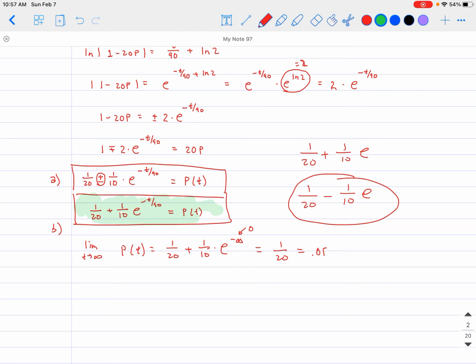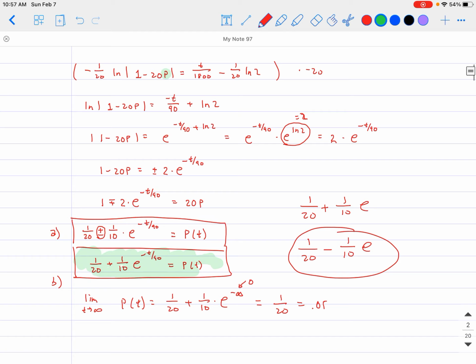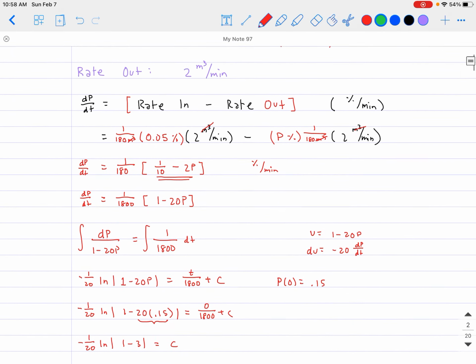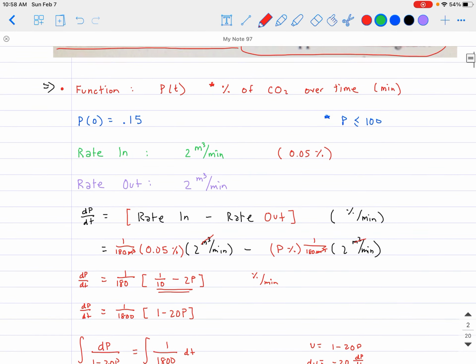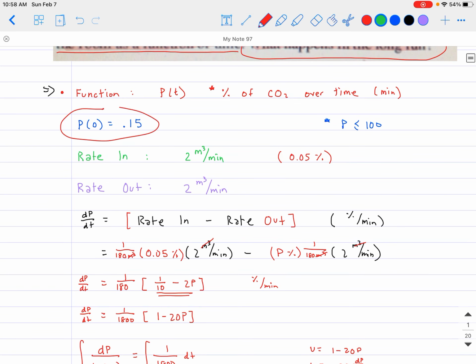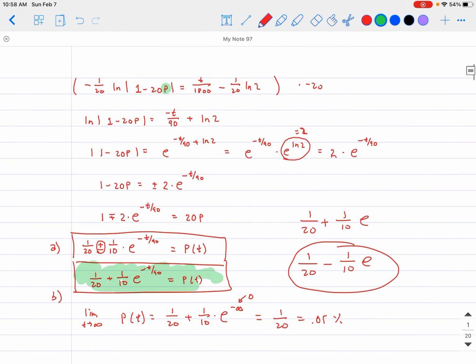So in the end, after everything is cleared, the room is going to stabilize at 0.05 of a percent of carbon dioxide. In terms of what happens initially, the initial amount is 0.15, and over time it's going to be reduced to 0.05 in this case. All right, well, there you go.